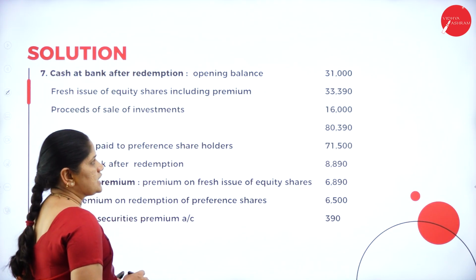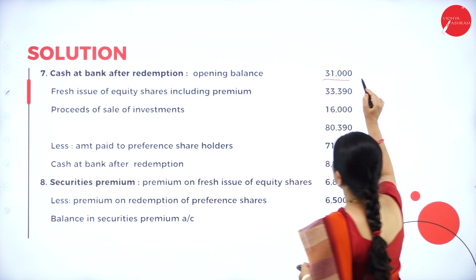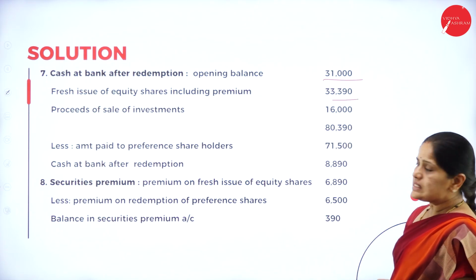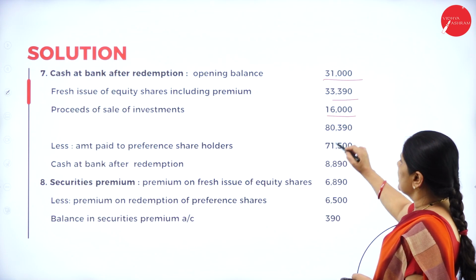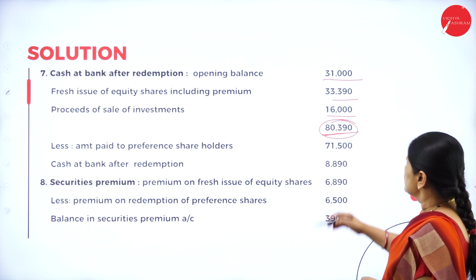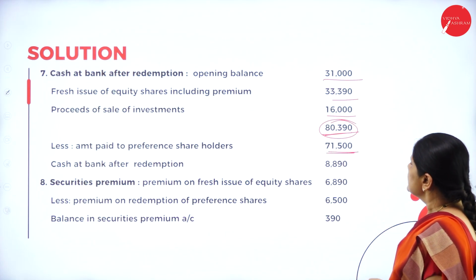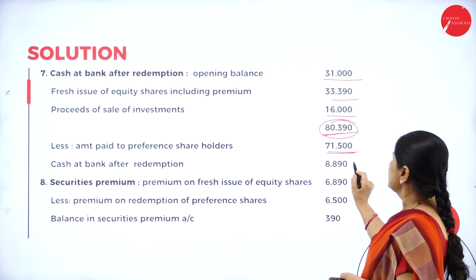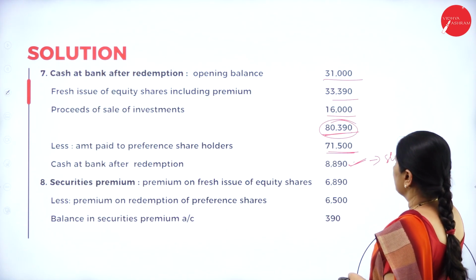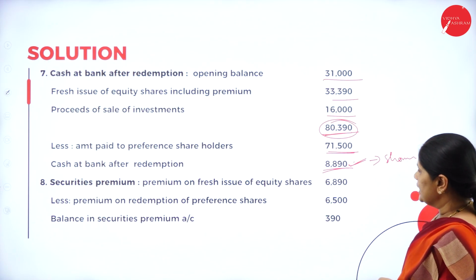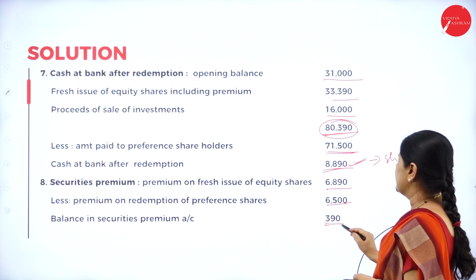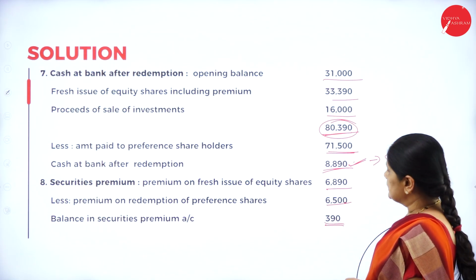So I will show you the cash balance. Now what is the opening balance of cash here? 31,000. From the fresh issue of equity shares, we have collected 33,390. From sale proceeds, I have collected this. So the total amount collected is 80,390. The amount paid to preference shareholders is 71,500. The cash at bank after redemption is shown in the balance sheet. So I have shown 8,890 in the balance sheet. The securities premium account 6,890, I have made use of 6,500. The balance 390, I have shown in the balance sheet.